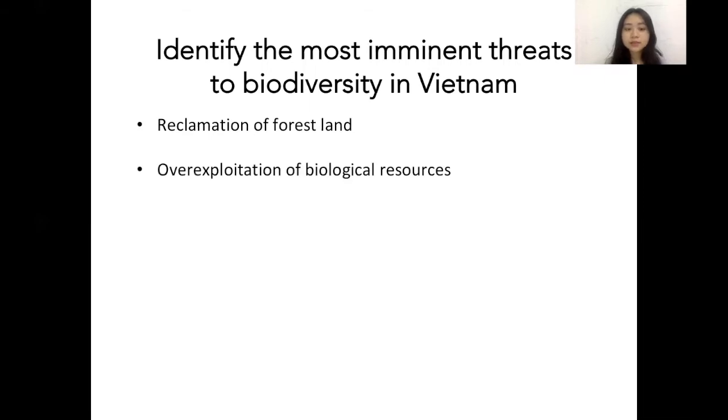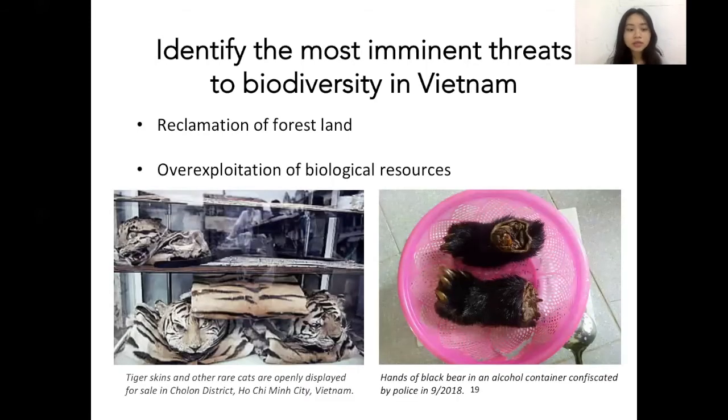The second threat is overexploitation of biological resources. Illegal logging, unsustainable fishing, and especially illegal wildlife hunting and trade have led to the depletion of natural resources nationally. By 2010, Vietnam had adopted a national plan to control wildlife trade, but the plan had not been effective enough due to the increase in both size and profit of the market.